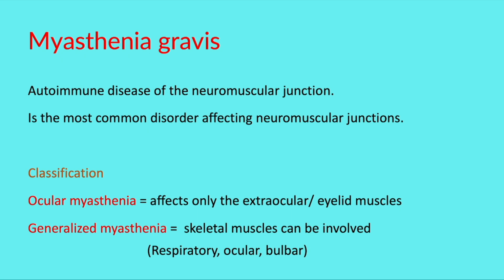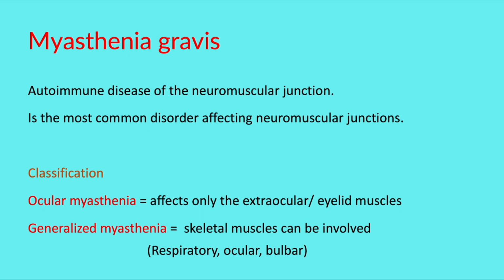As we can see here, myasthenia gravis can be classified into two types. The first one is ocular myasthenia, and the other one is generalized myasthenia. The ocular myasthenia, as its name says, affects any muscle of the eyes, so the extraocular muscles which are responsible for the eyeball movements and the eyelid muscles.